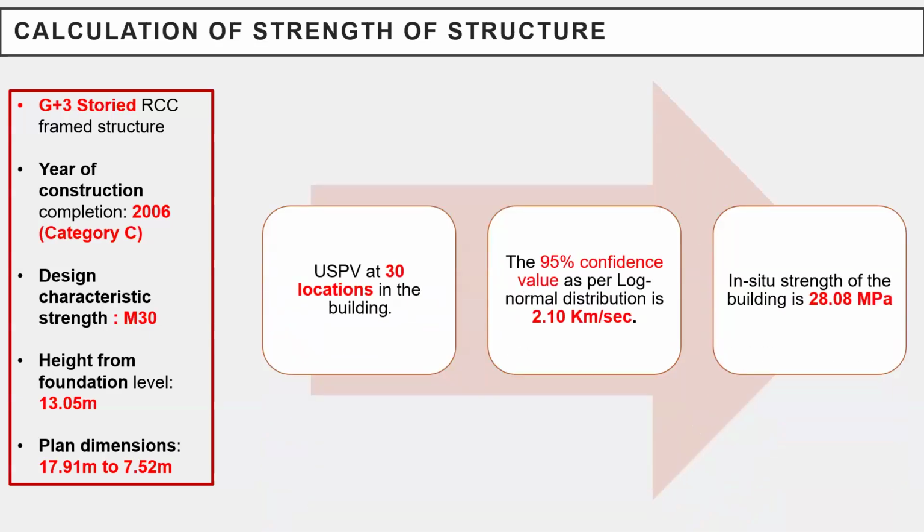USPV at 30 locations has been observed, and the 95% confidence value is about 2.1 kilometer per second. The in situ strength of the concrete is about 28.08 megapascal, and this strength has been obtained by carrying out the core test.